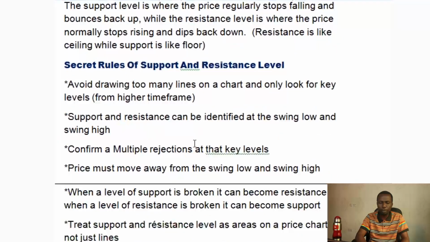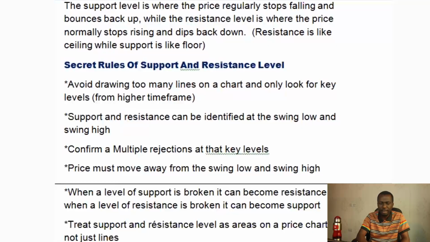So the second one, we talked about support and resistance can be identified at the swing low and swing high. Like I told you, the swing high forms a resistance level while the swing low forms a support level. So the swing high and swing low can be used as an area where buyers and sellers are looking. If price comes to the swing high, sellers will take a sell trade, and if price comes to the swing low, buyers will take a buy trade. So that is it. Then for a support level or resistance level to be strong, you must confirm multiple rejections at the key levels.